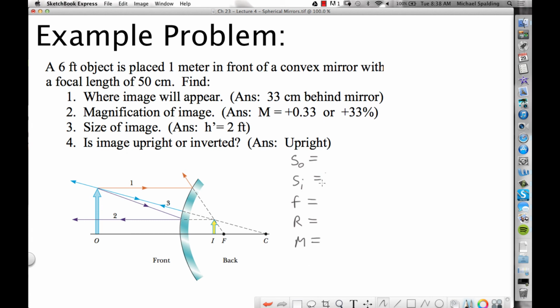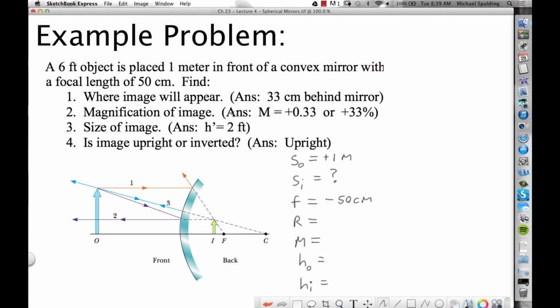What else? Magnification. What are we missing? Object distance, image distance. Let's fill it in. Oh, yeah. H, height of the object, height of the image. Okay, object distance is what? 1 meter, positive. Why did I put positive? What does positive mean for object distance? In front. These three guys right here have the same sign convention. Positive is front, negative is back. Okay? Image distance is a question mark. We don't know where the image will be yet.